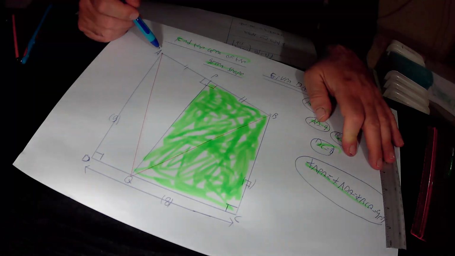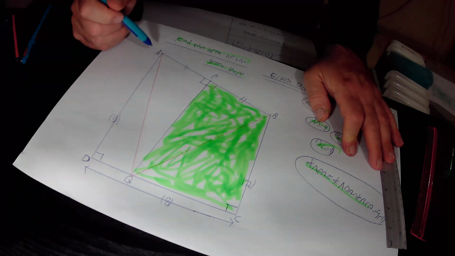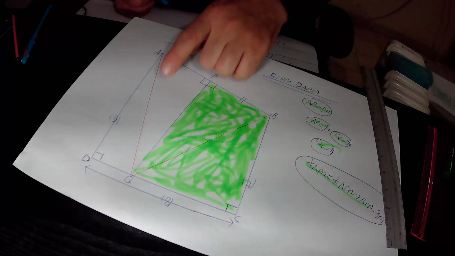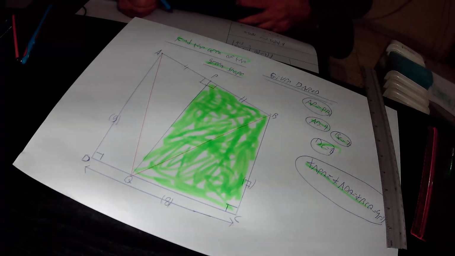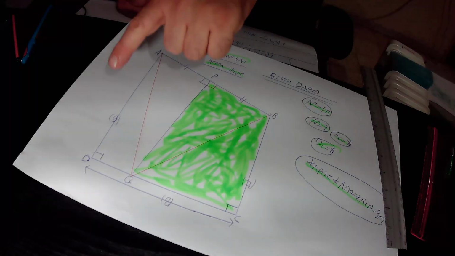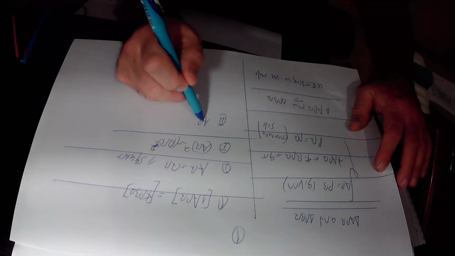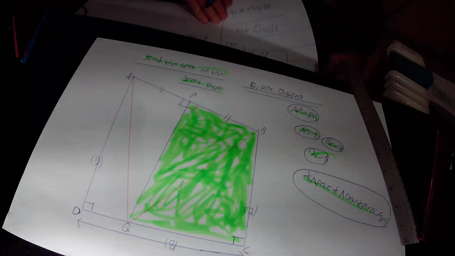AQ is the hypotenuse of the right triangle ADQ. So here you can apply the Pythagoras theorem in this right triangle ADQ. According to the Pythagoras theorem, in any right triangle, the square of the hypotenuse equals the sum of the squares of the perpendicular sides. So in this right triangle ADQ, AQ square equals AD square plus DQ square.